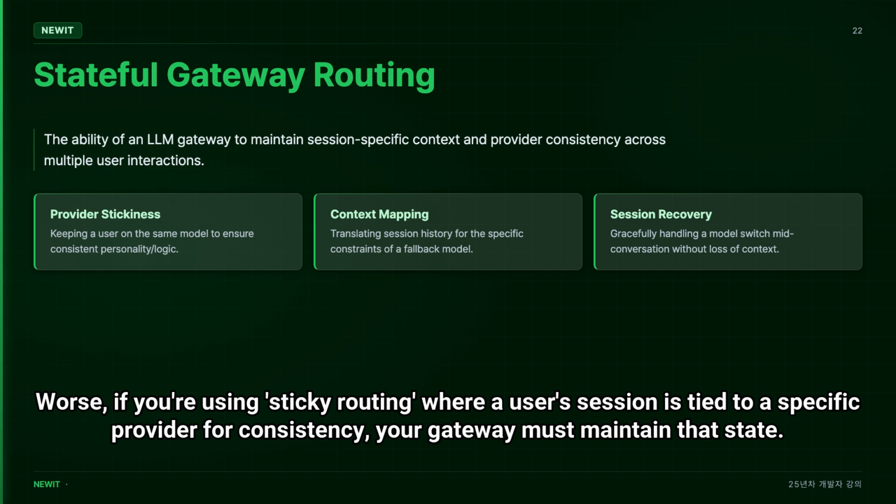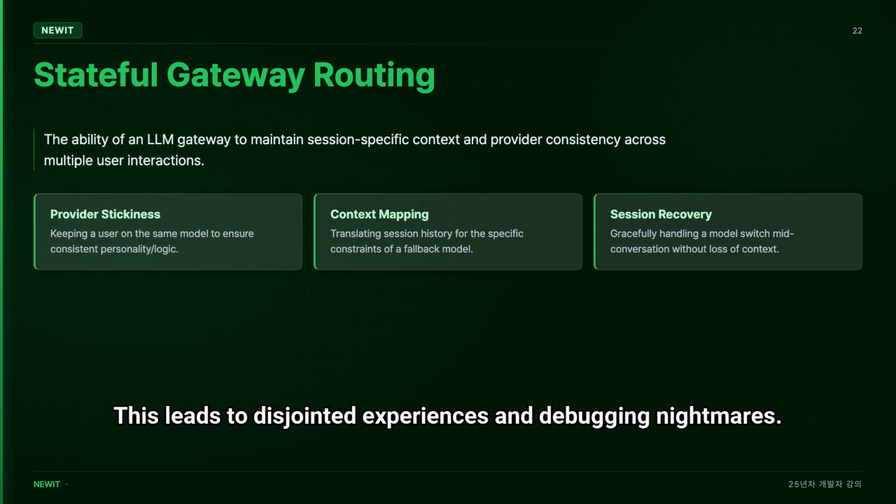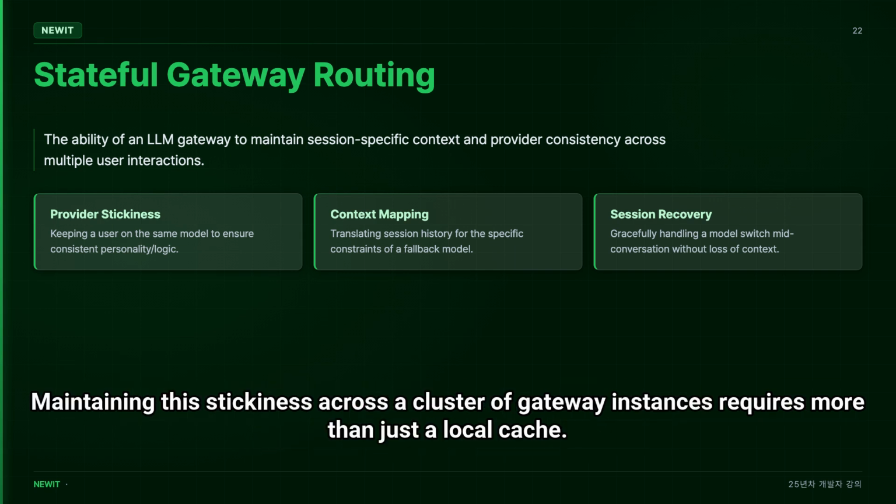Worse, if you're using sticky routing where a user session is tied to a specific provider for consistency, your gateway must maintain that state. A naive stateless gateway will treat every request in a thread as an isolated event, potentially bouncing the user between 3 different providers in a single session. This leads to disjointed experiences and debugging nightmares. To avoid this, we need the gateway to be aware of the session ID and ensure that if a switch occurs, the entire conversation history is correctly reformatted for the new provider's specific quirks. Maintaining the stickiness across a cluster of gateway instances requires more than just a local cache.